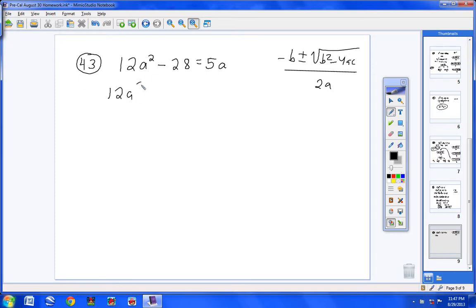When I bring the 5a over and make it a negative 5a, I'm going to write it next. Now, I guess you don't have to do that since we're not factoring, but it does help to keep things in order. Your squared term first, then your next term, then your constant term. Okay, I have one side equal to 0. And now I can see that a equals 12, b equals negative 5, and c equals negative 28.